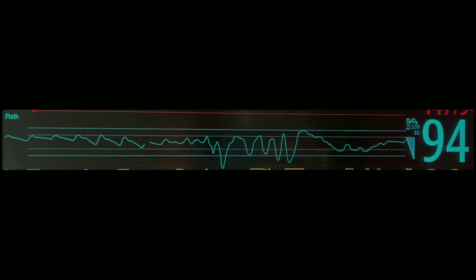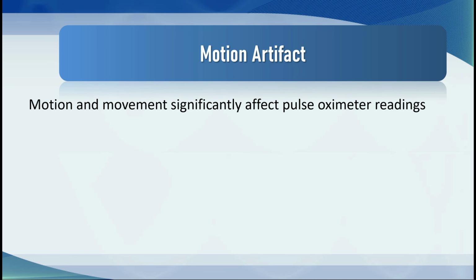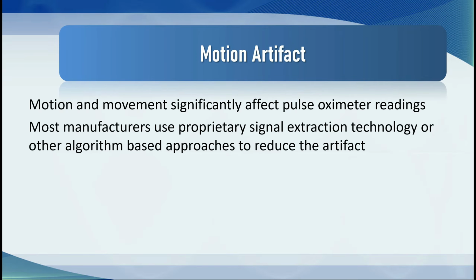Another problem that has been seen with pulse oximeters since they were introduced into clinical practice was the degeneration of a nice pulse waveform into a jingle-jangle line. But this ugly Pleth trace is associated with motion artifact. Motion and movement significantly impact pulse oximeter readings. And over the past 25 years or so, manufacturers have been working really hard to find ways of reducing motion artifact. All have proprietary signal extraction technologies or algorithms to reduce the artifact.